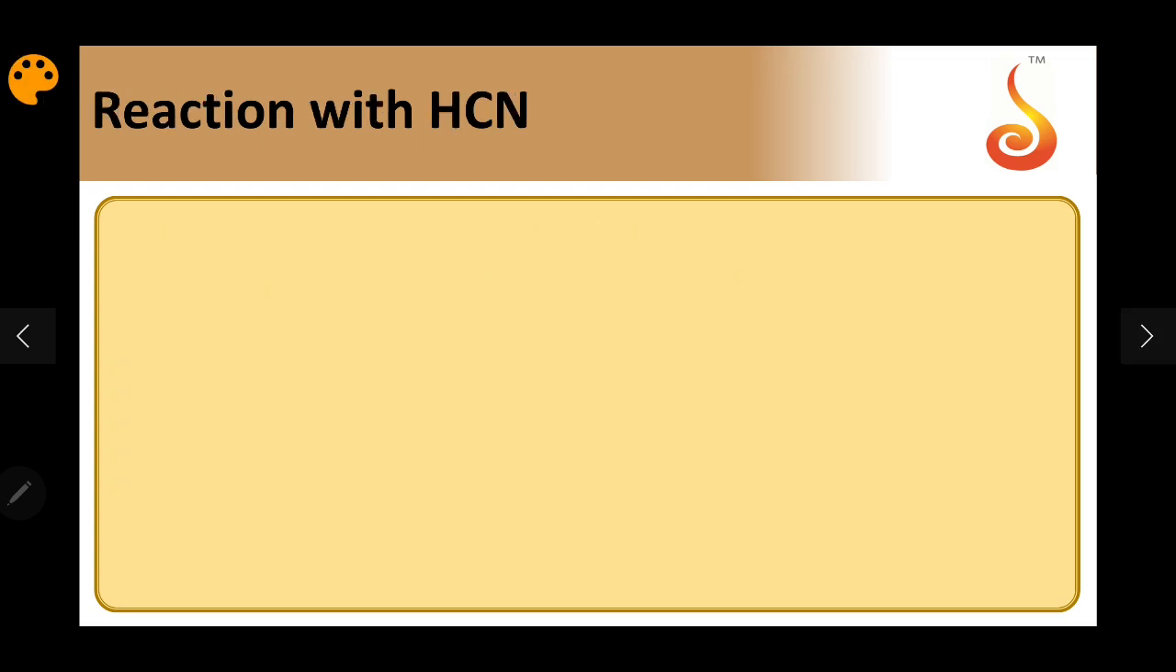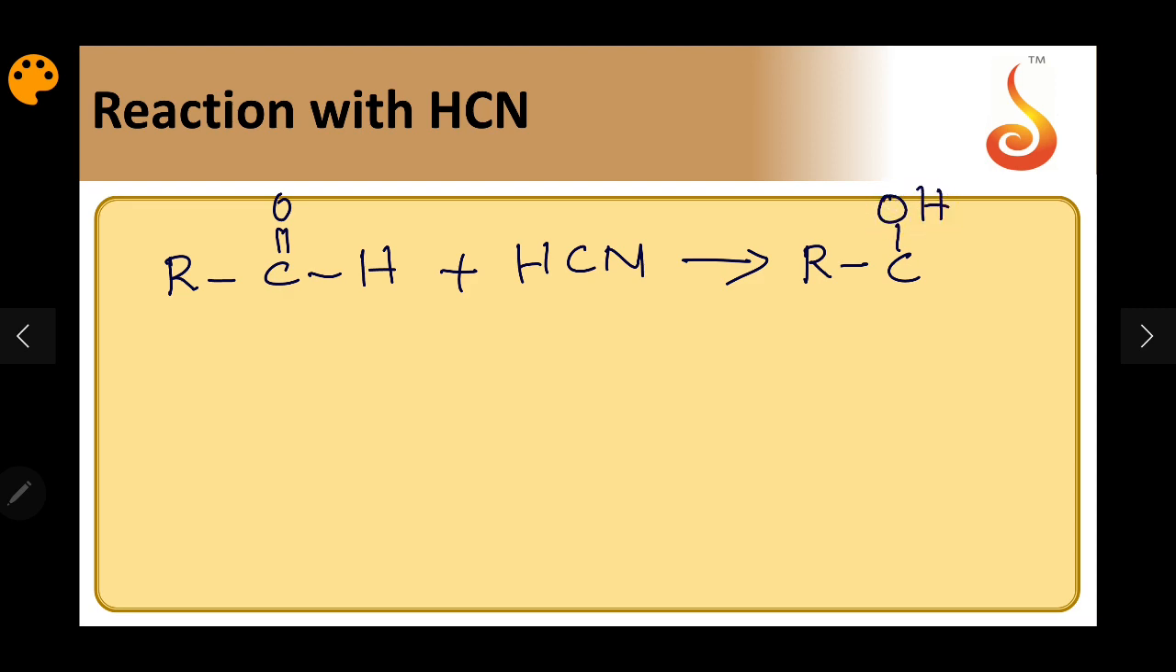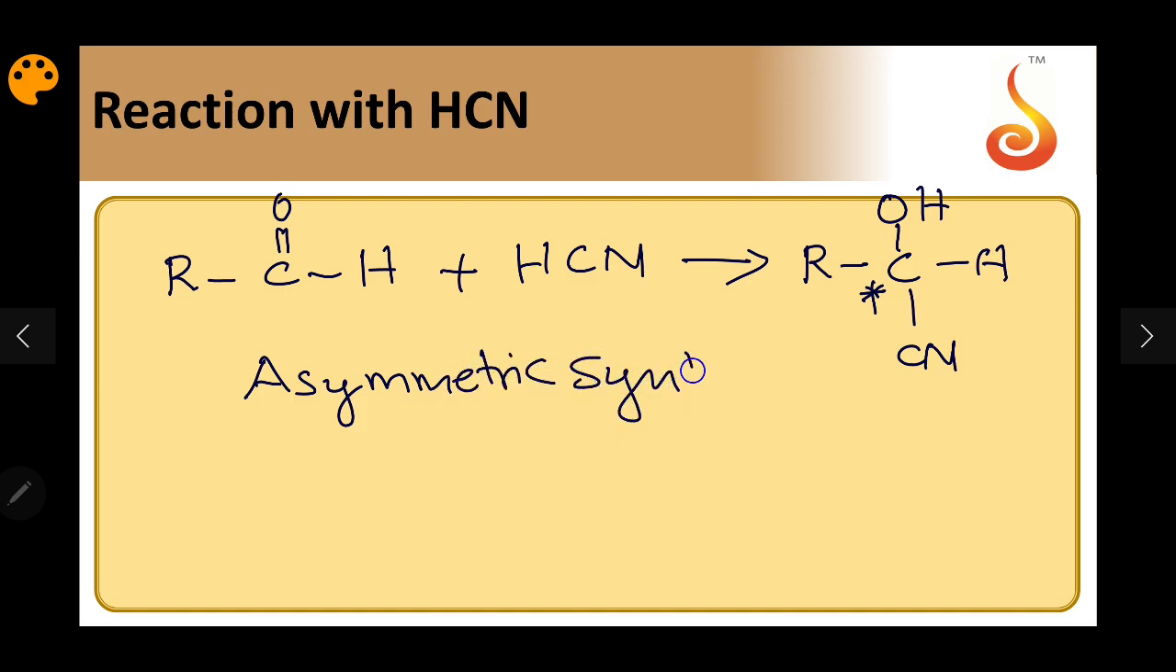So examples for nucleophilic addition, HCN is one of the reagents. So if I take RC double bond O H plus HCN, here CN minus is the nucleophile. So CN will attack carbon and oxygen will take the proton. So here we can see clearly an aldehyde reacting with HCN always forms a chiral center. So a new chiral center is generated. So this reaction is called asymmetric synthesis. So the product obtained always is a racemic mixture.